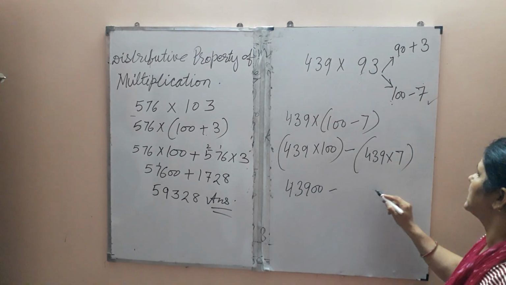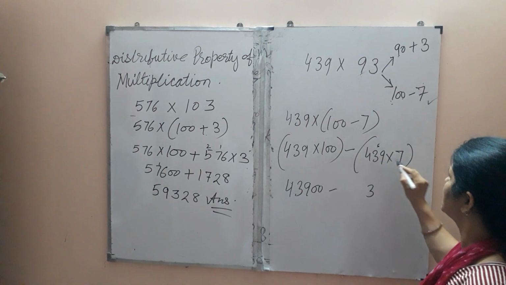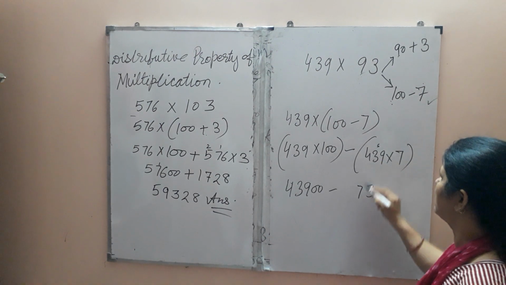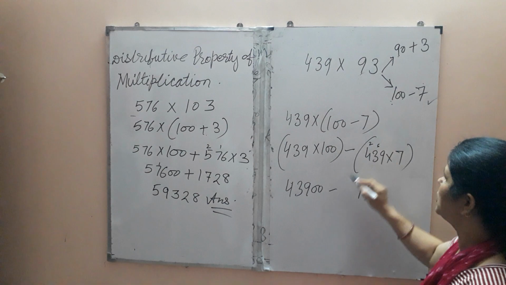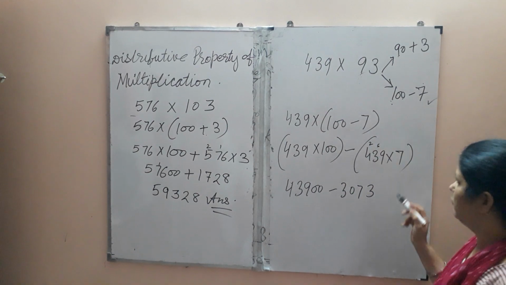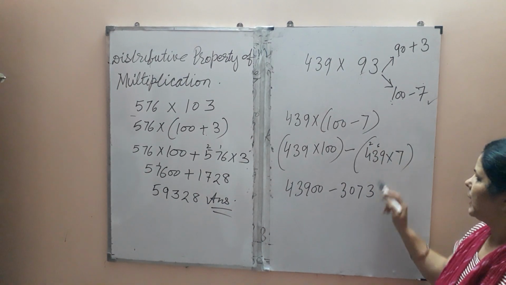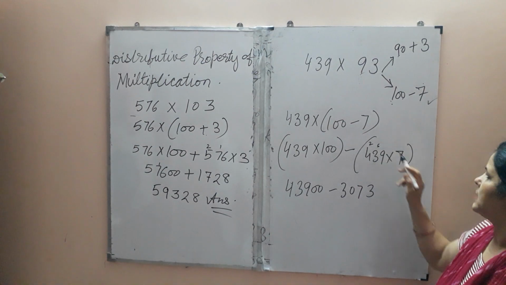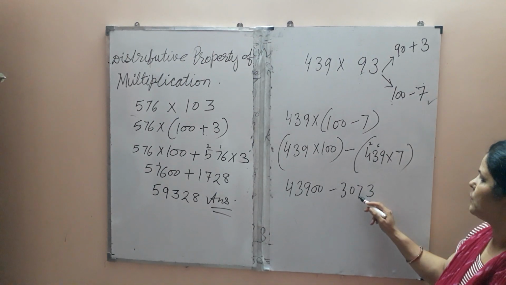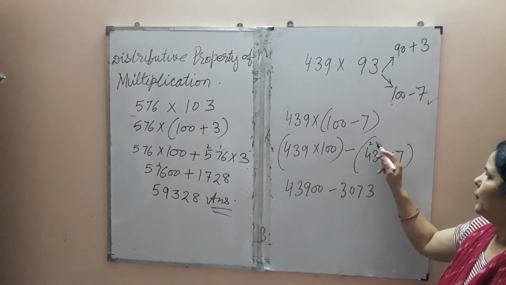Minus 7 9s are 63, carry 6. 7 3s are 21 plus 6, 27, carry 2. 7 4s are 28 plus 2, 30. Again we will check. 7 9s are 63, carry 6. 7 3s are 21 plus 6, 27, carry 2. 7 4s are 28 plus 2, 30.